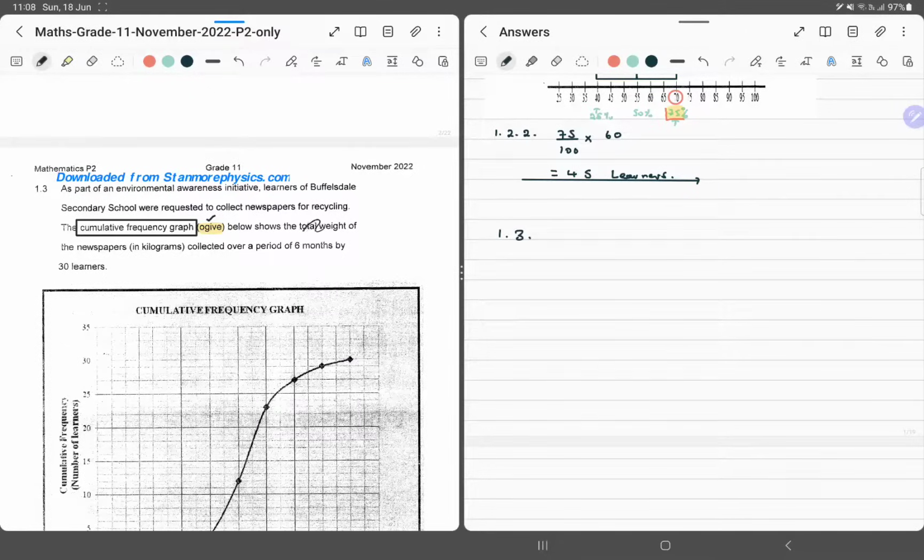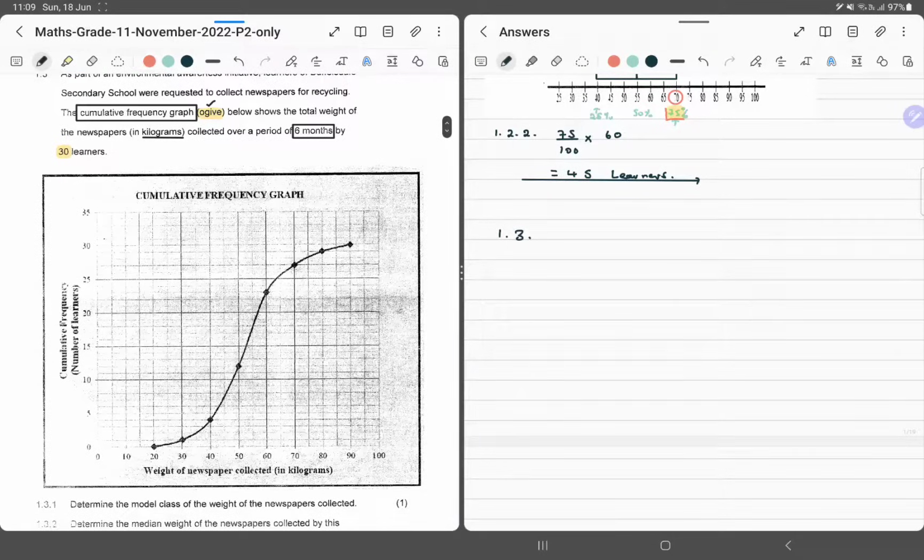Below shows the total weight of the newspapers in kilograms. So we've got our unit of measurement in kilograms collected over a period of 6 months by 30 learners. There's too many things here. So we've got 30 learners doing the things. There's our cumulative frequency graph. And you know that we always plot the upper limit of every class.